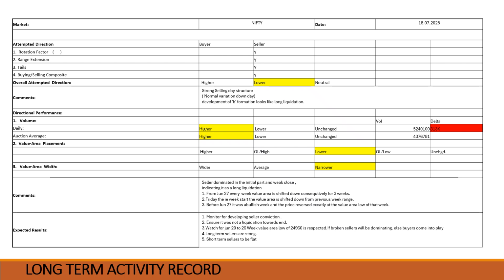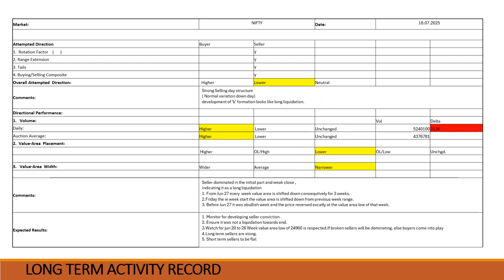So it was overall a selling dominated market, but the closing was a little bit weak as price auctioned higher. So it was indicating a long liquidation. From 27th June, if we see, the value area was continuously moving down, and every Friday was taking the value area even further down. So this shows that it is a selling market and sellers are in dominance.